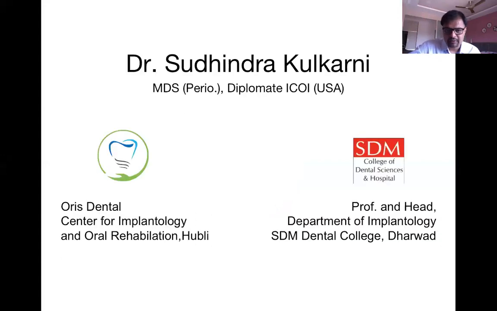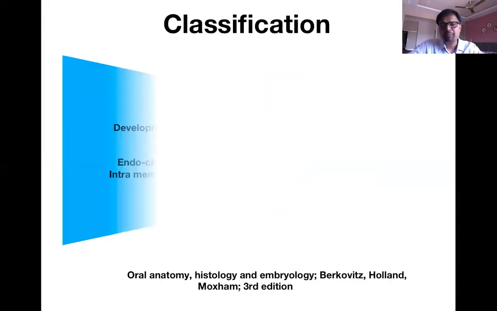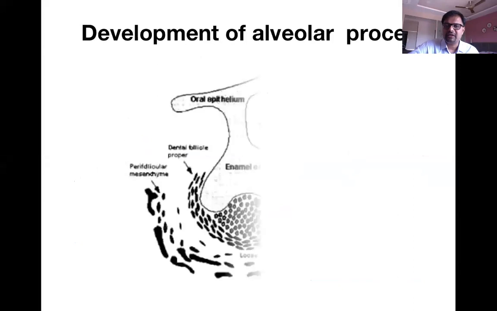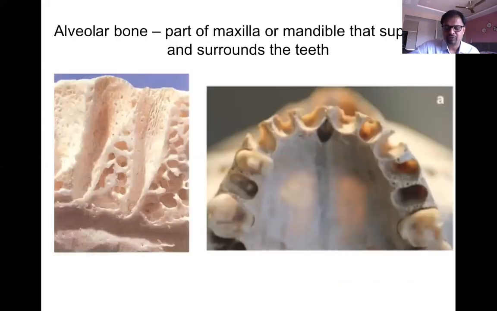Okay, and then very importantly, it's also known by 3 different names: alveolar bone proper, bundle bone, and lamina dura. Lamina dura is a radiographic terminology, bundle bone is a histological terminology, and alveolar bone proper is what we call the clinical terminology. Okay, so I hope you've understood.